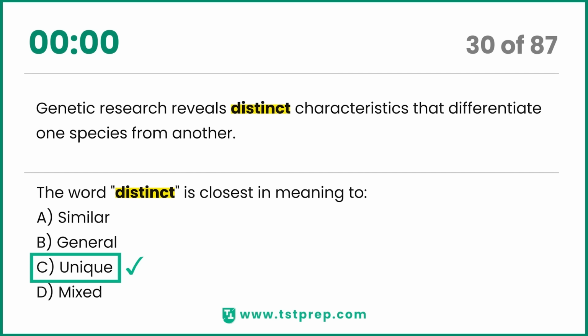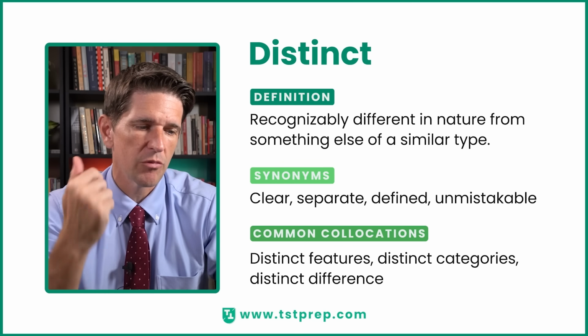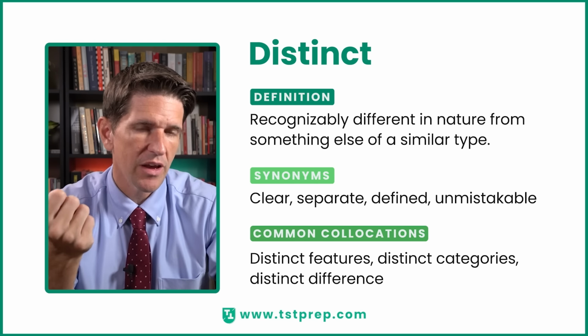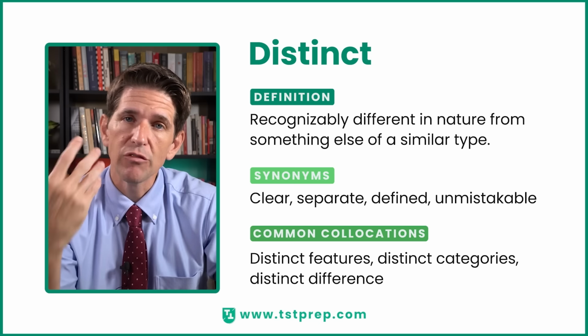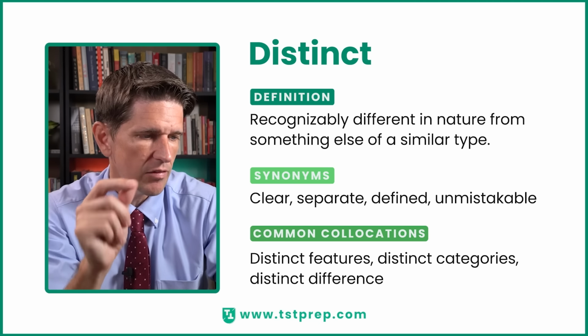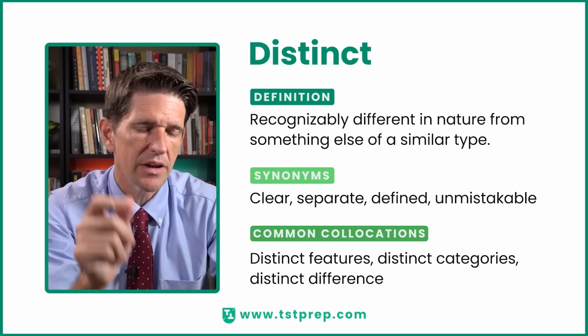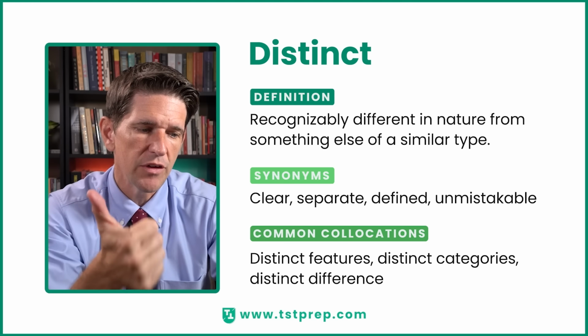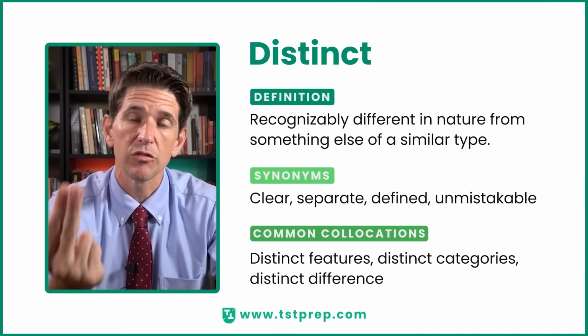Correct answer is C, unique. Distinct is unique, recognizably different in nature from something else of a similar type. We like to say that people are unique, everyone's different, everybody is distinct. Unique is a good synonym for distinct. It's clear, it's separate, it's unmistakable. Distinct features, distinct categories, distinct differences.